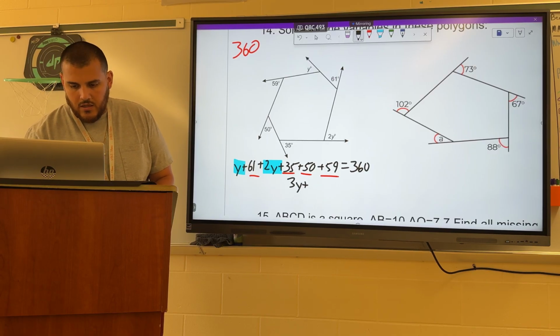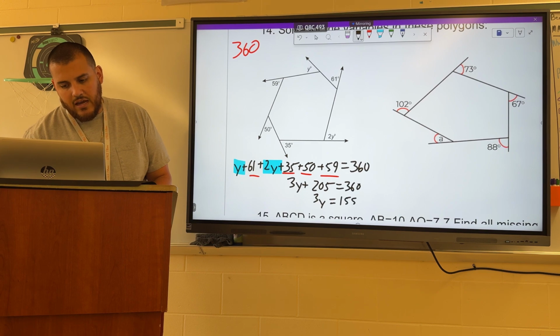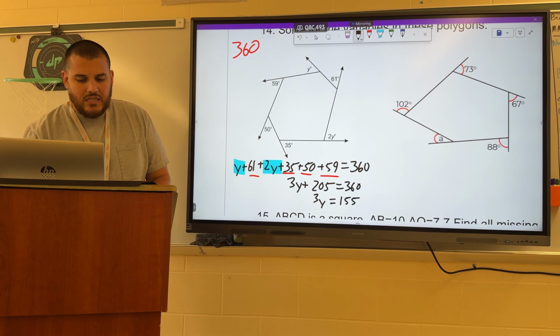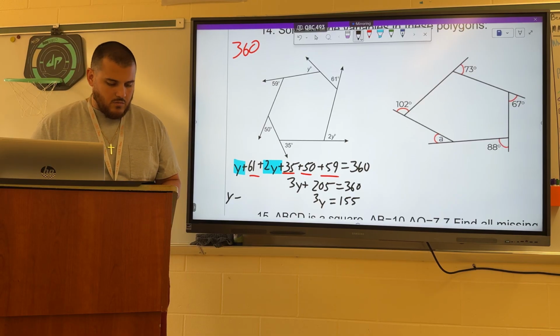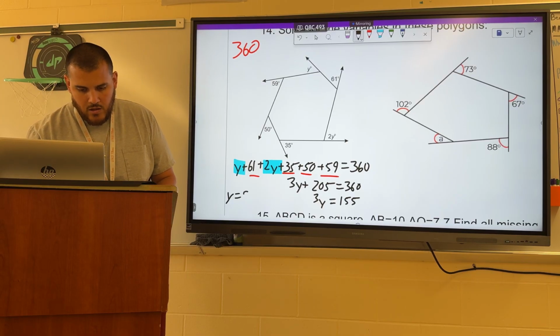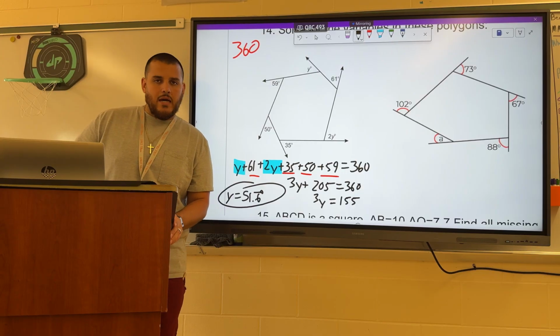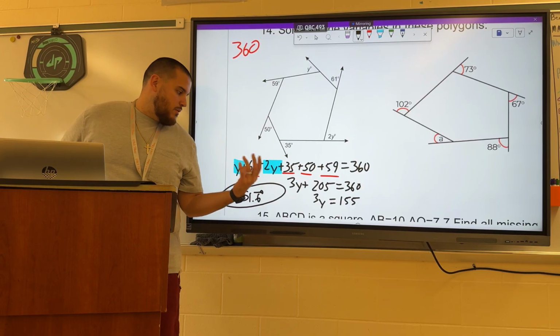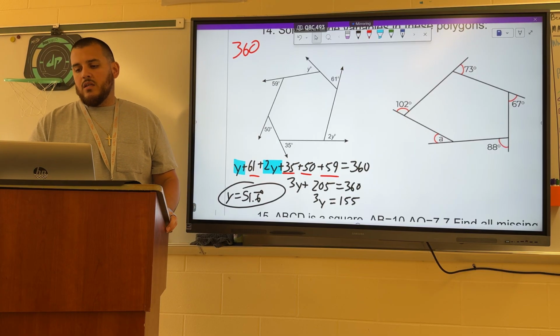Let's write that in black here. It gives me 205 after combining those. I can subtract that 205 from both sides. I'm going to get 3y equals 155. And then if I divide both sides by 3, I'm going to run out of room here. 155 divided by 3 is going to be an ugly number. That's 51.6 recurring degrees for the measure of angle y in this problem. Decimals can happen, ugly decimals can happen. Follow rounding instructions if they're given to you on any assessment.